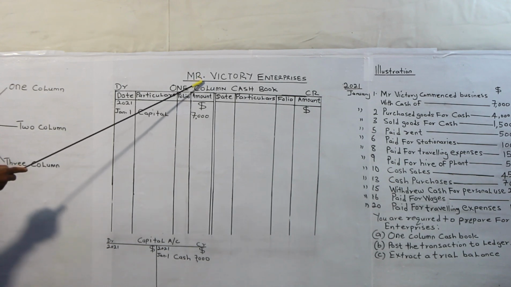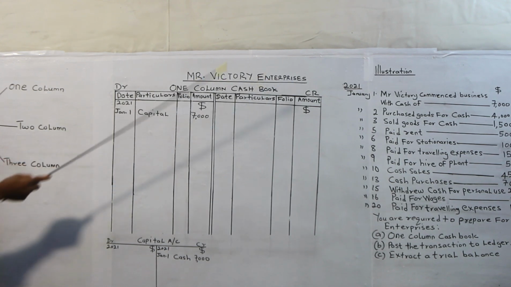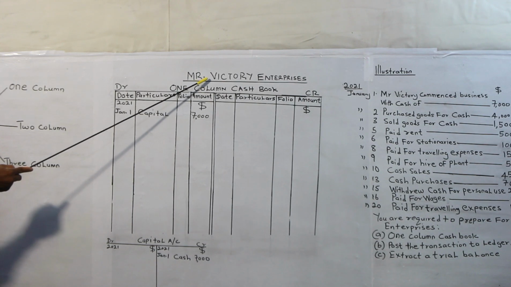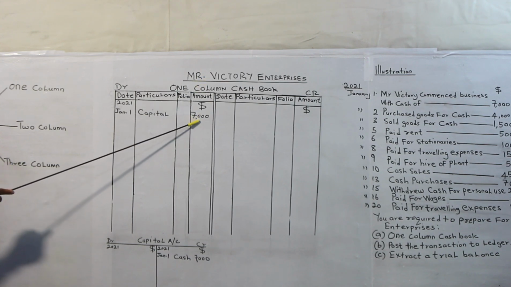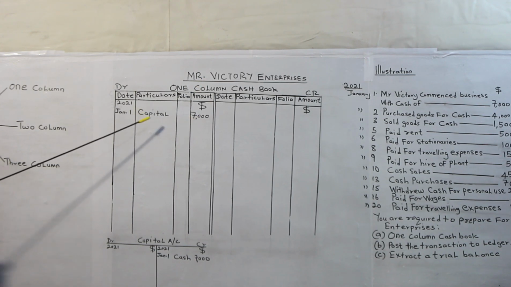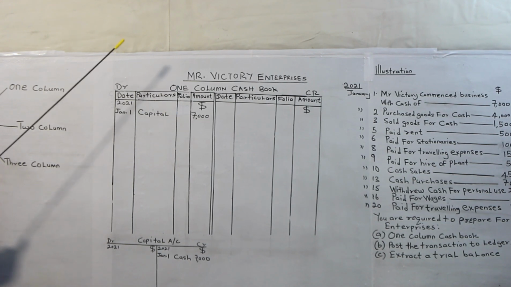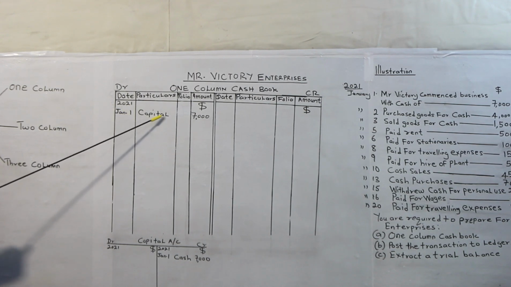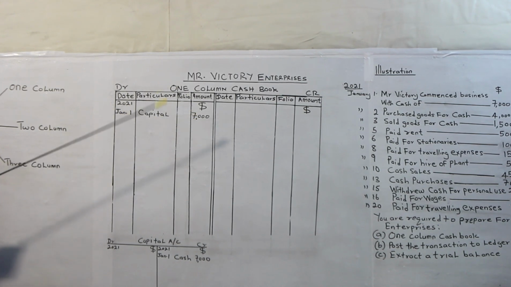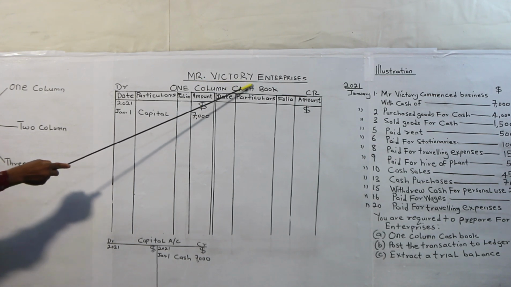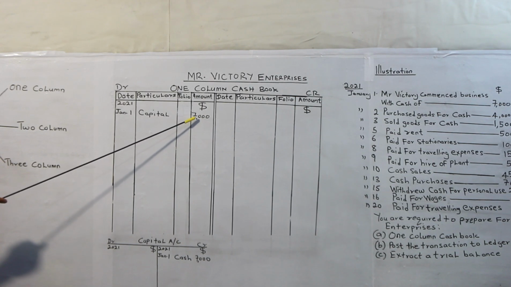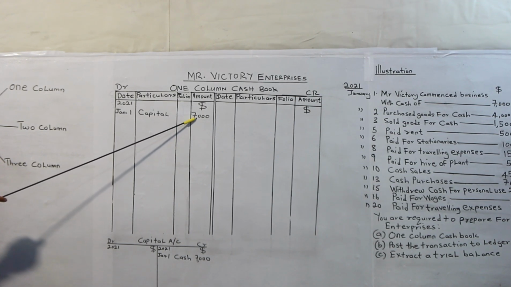The owner of the business here is Mr. Victory Enterprises, and this cash book is being kept by the cashier. So the cashier, having received from Mr. Victory the sum of $7,000, debits the cash account on 2021 January 1st with capital of $7,000. Remember, it was Mr. Victory Enterprises that gave out the money to the cashier so that the business will commence.